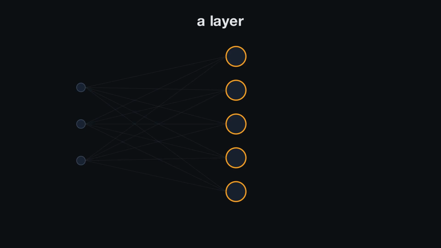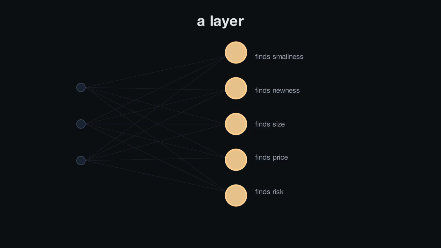Now put many neurons side by side. This is called a layer. They all read the same inputs, but each neuron learns to look for a different thing. One may watch for size, another for price, another for risk. Together, the layer turns a few plain inputs into a richer set of clues.